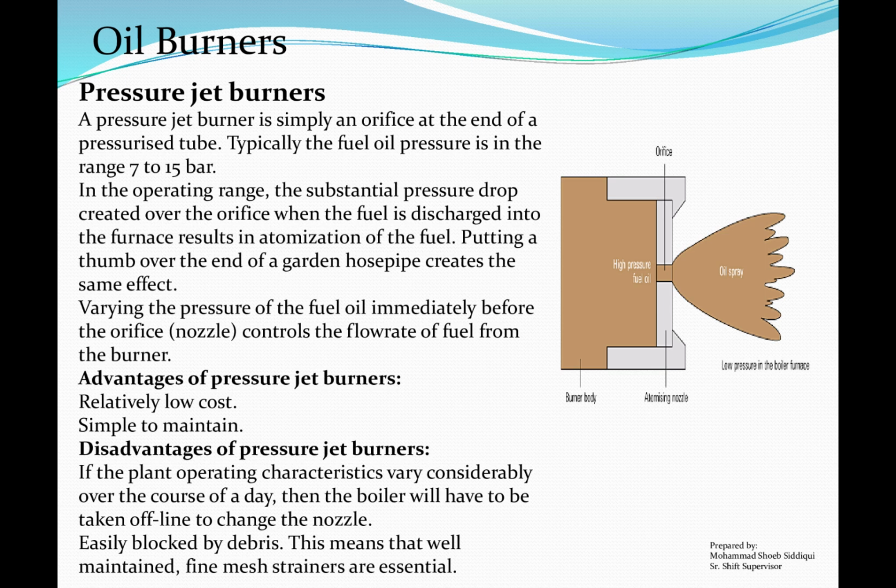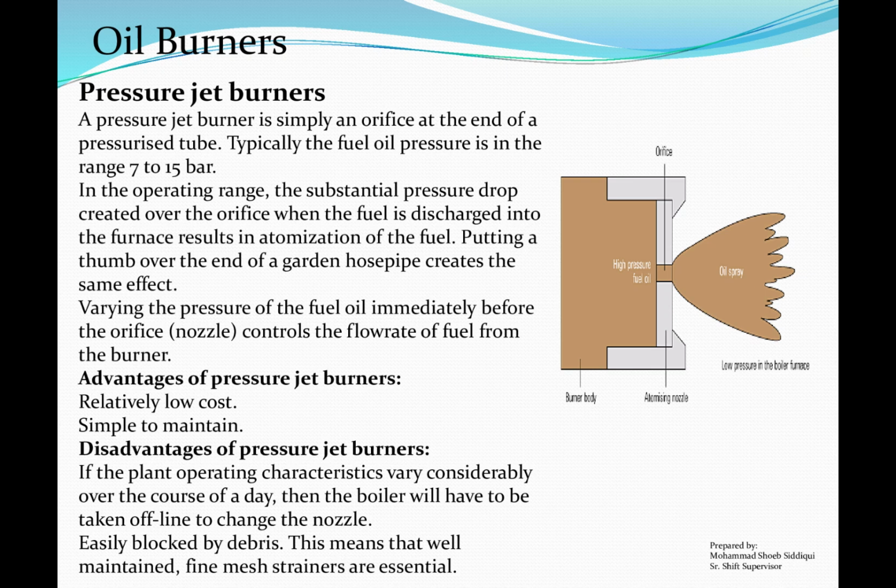A pressure jet burner is simply an orifice at the end of a pressurized tube. Typically the fuel oil pressure is in the range 7 to 15 bars. In the operating range, the substantial pressure drop created over the orifice when the fuel is discharged into the furnace results in atomization of the fuel. Putting a thumb over the end of a garden hose pipe creates the same effect. Varying the pressure of the fuel oil immediately before the orifice nozzle controls the flow rate of fuel from the burner.